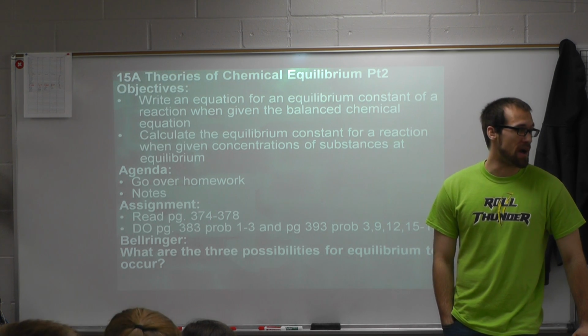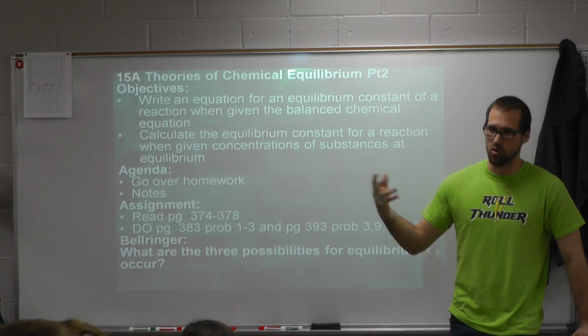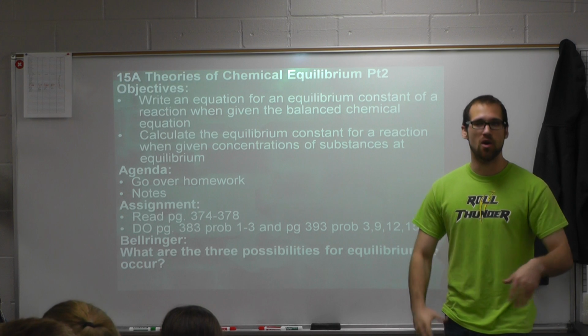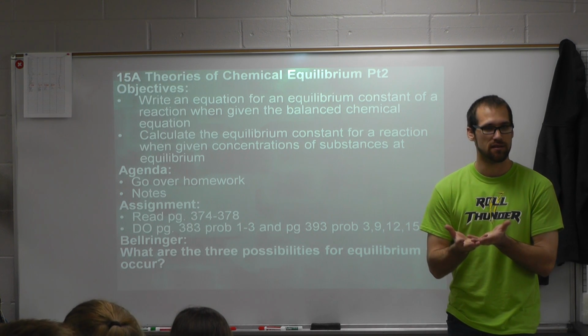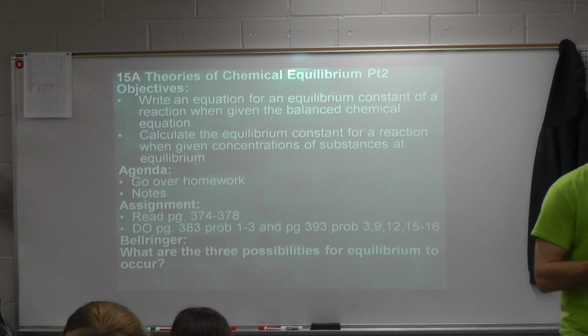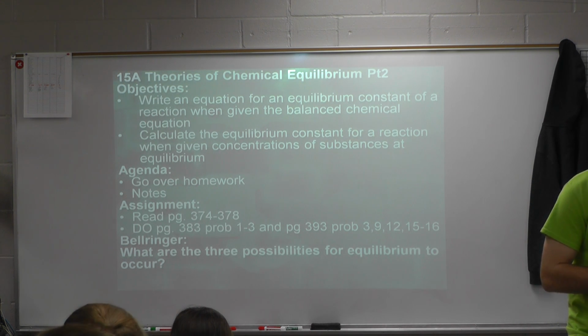Okay, but there are three possibilities. You could have more products at equilibrium, you could have more reactants at equilibrium, or they could be equal. What is the most unlikely? Equal. Do you guys understand why that is the most unlikely? Because it's only one thing, and there's a lot of other possibilities.